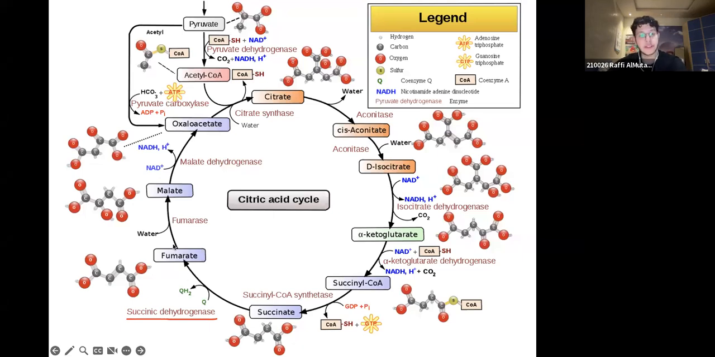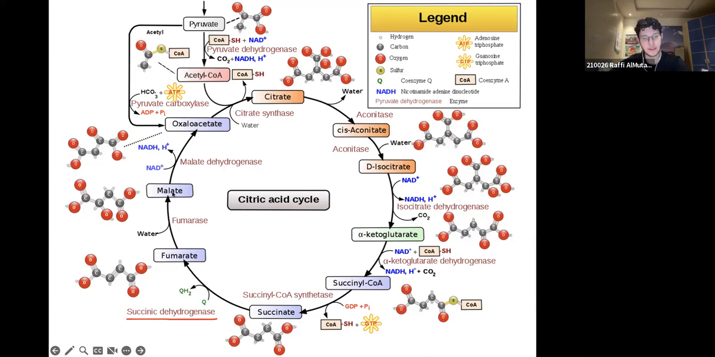Succinate is converted to fumarate by succinate dehydrogenase. This step, like we said, does not happen inside the matrix. It happens inside the inner mitochondrial membrane. Also, what's happening here, this coenzyme Q is part of the electron transport chain and the TCA. So that's an interesting thing.